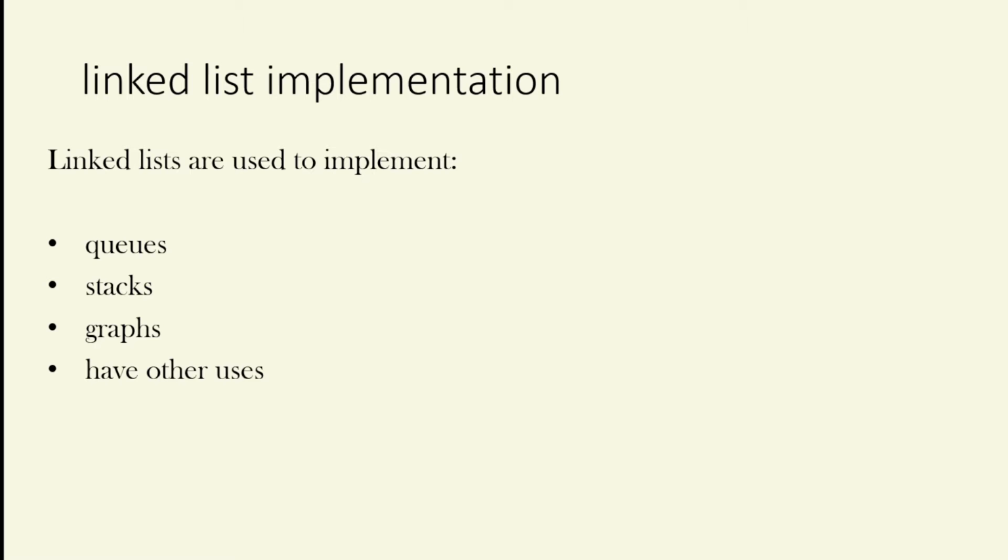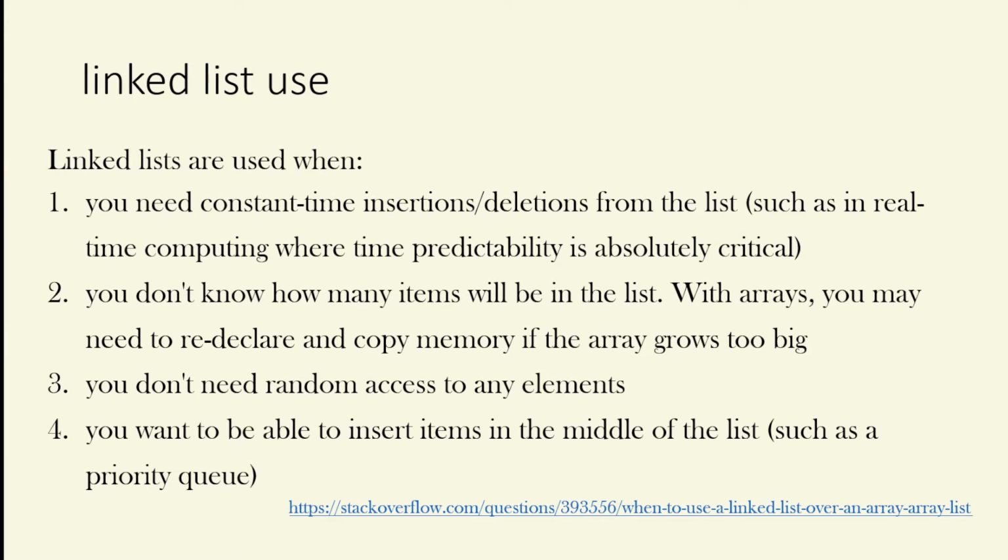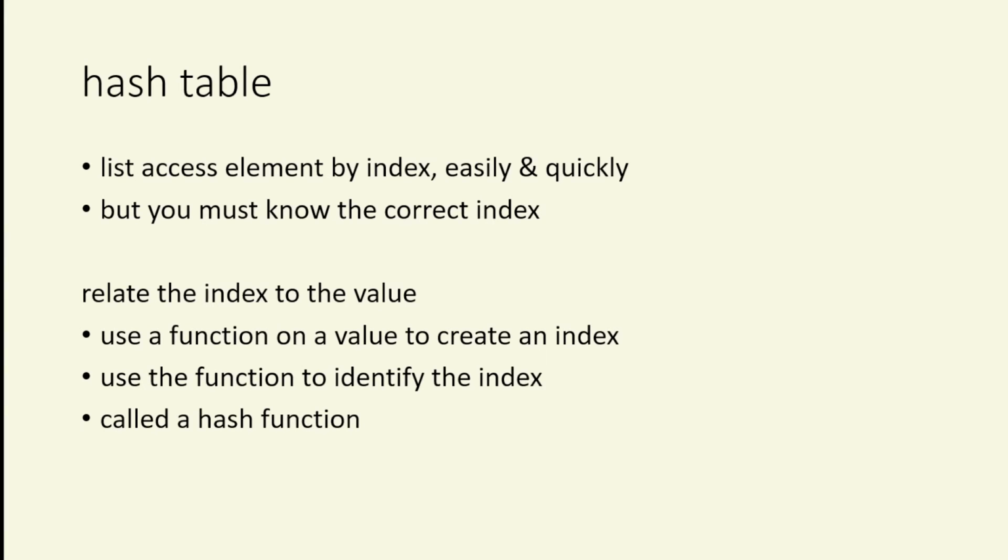Now, where do we see linked lists implemented? Well, they're implemented in queues and stacks and graphs and other uses. Here's a list of reasons when you might use a linked list. Hash tables. We want to be able to access elements by the index easily and quickly.